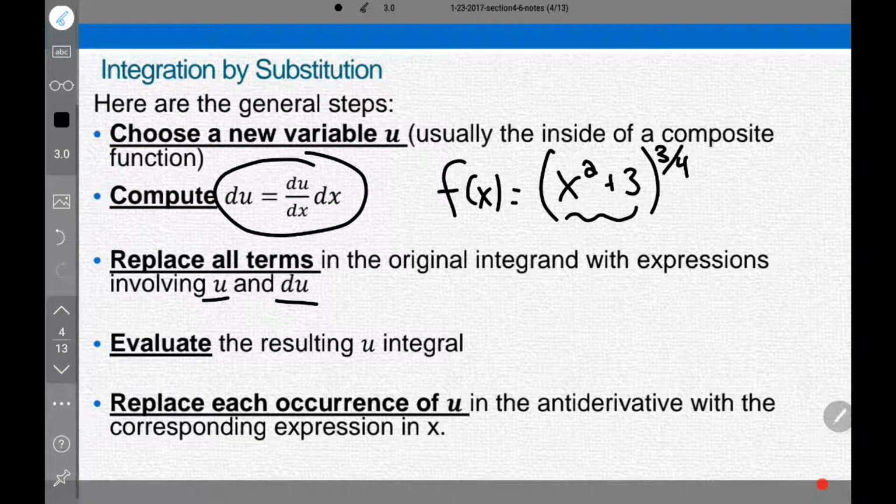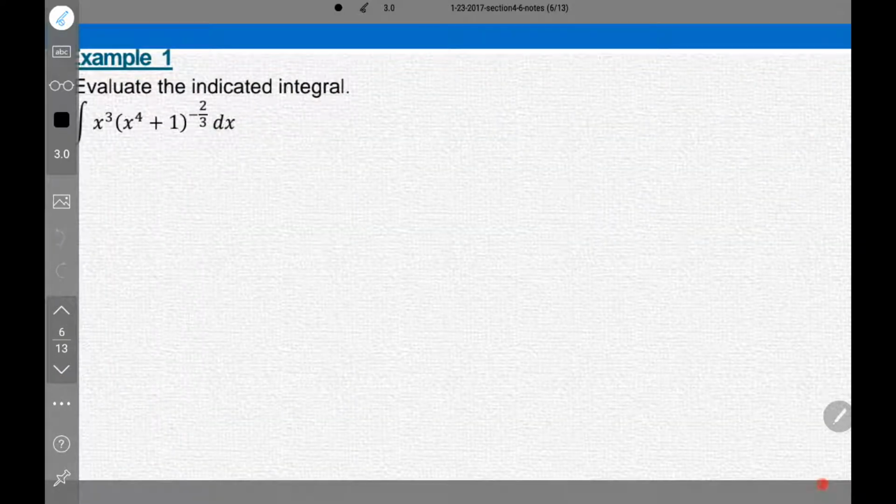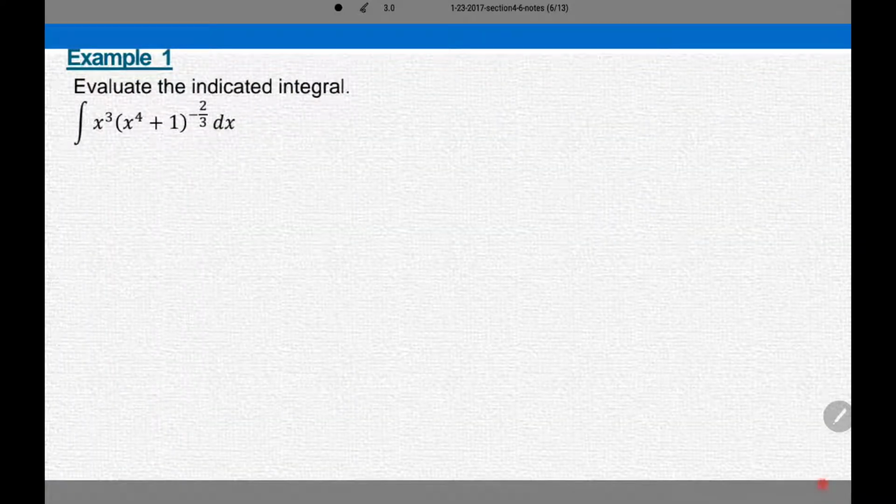So I think the easiest way to see this is just to do several examples. So we're going to evaluate this integral. This is an indefinite integral. So I want you to notice a couple things. Our inside here is this x to the fourth plus 1. So we're going to call that u. So we're going to say u equals x to the fourth plus 1.